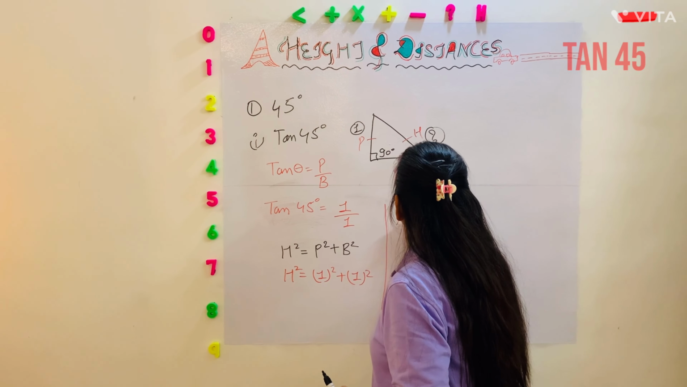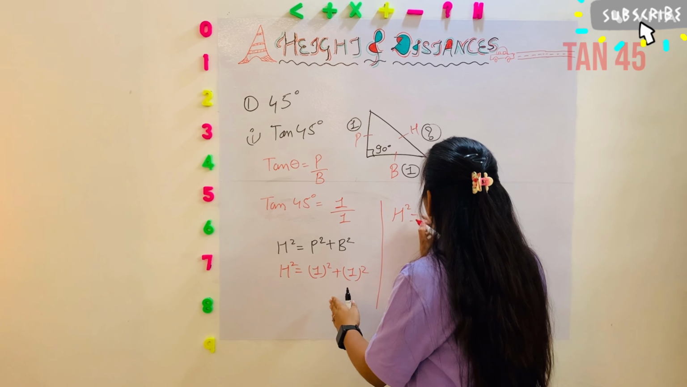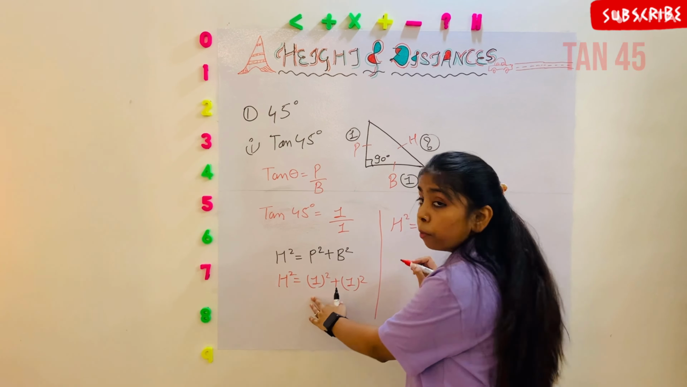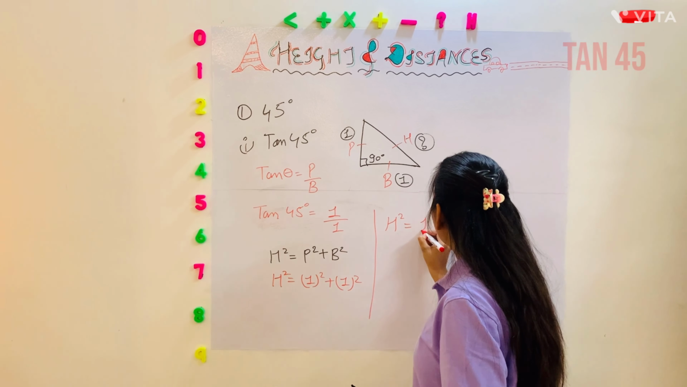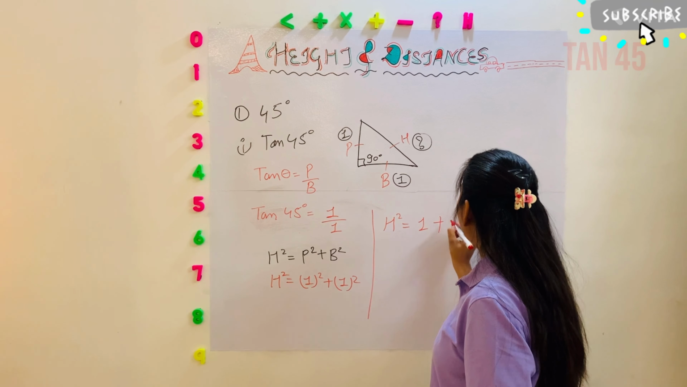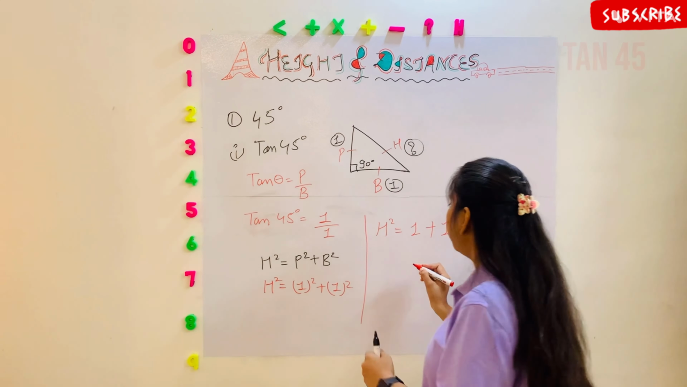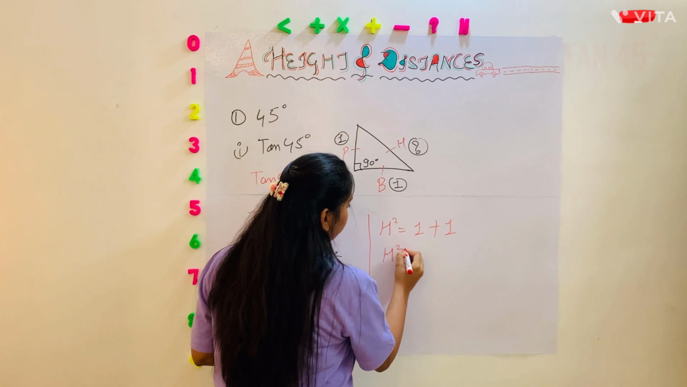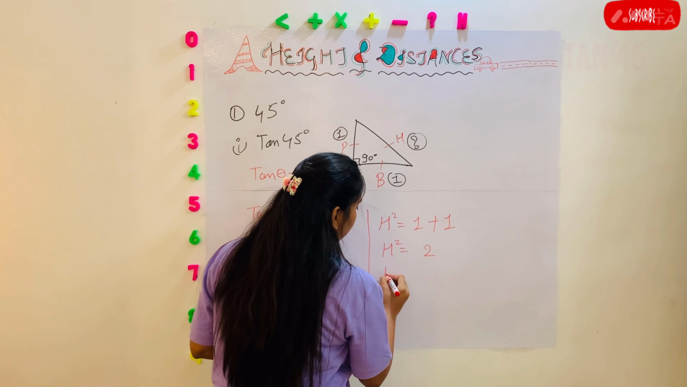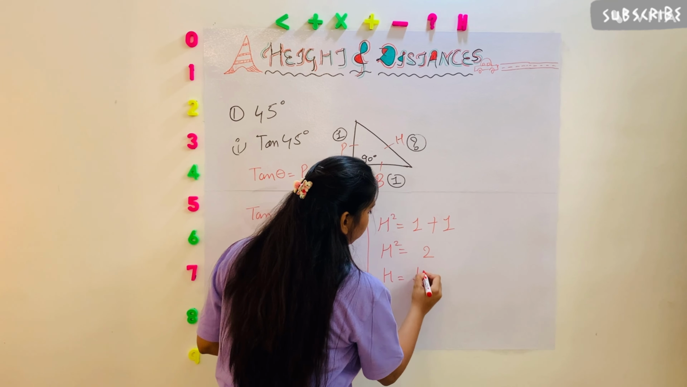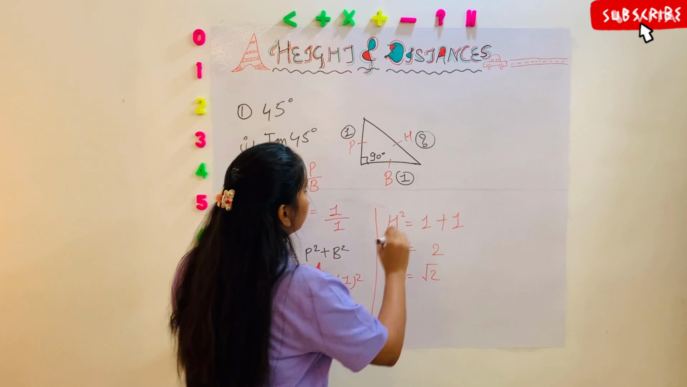So hypotenuse square is equals to square of 1 will give 1, and the square of 1 will again give 1. So the hypotenuse square is equals to 2, and hypotenuse is equals to under root 2. So the value of hypotenuse is under root 2.